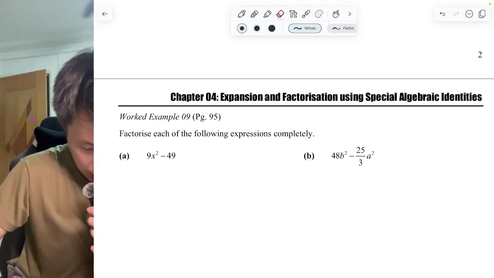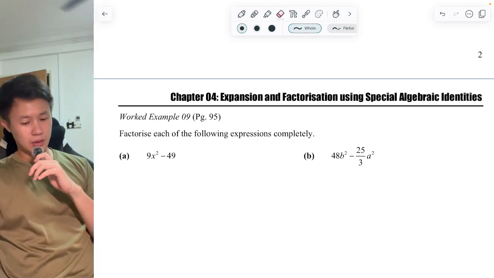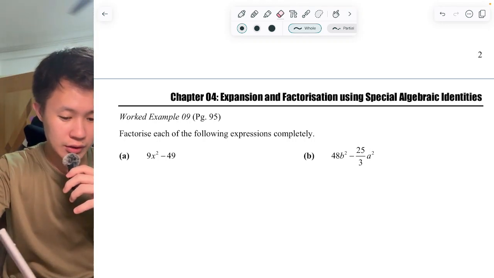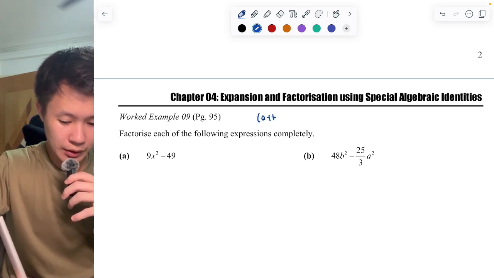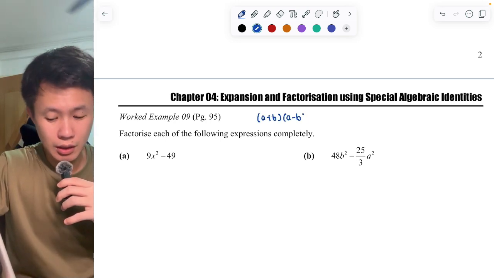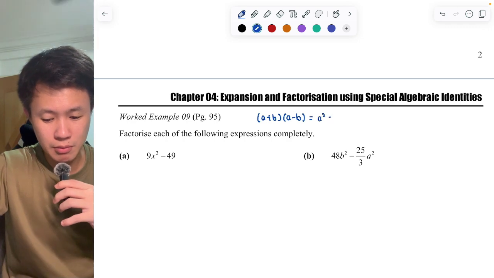Okay, welcome to this part. The third part and the very last identity that we have is in fact a plus b times a minus b, and this is equals to a squared minus b squared.